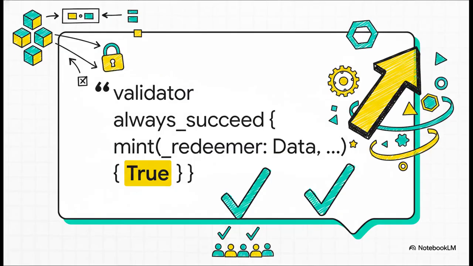And hey, don't let the code scare you. At its heart, an Aiken validator is ridiculously simple. This little snippet right here, that's a complete working validator. It's just a function that takes in some transaction info and literally just returns true. That's all it does. If the conditions are met, a validator just has to return true, and the transaction gets the green light.